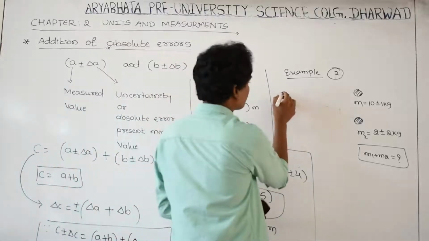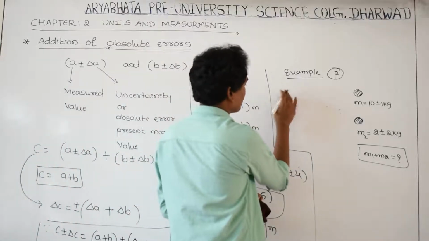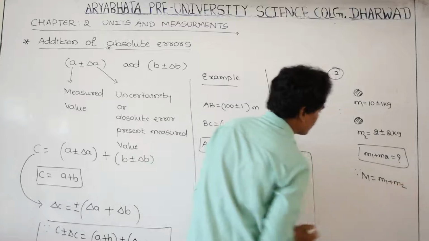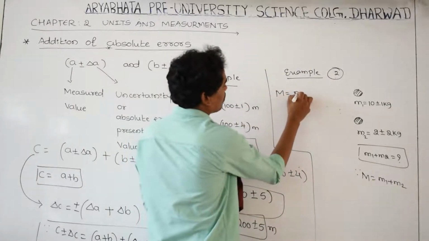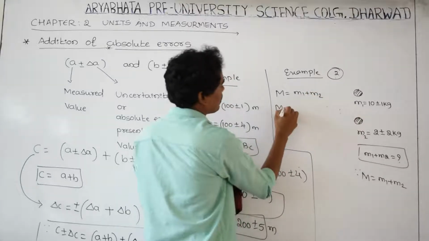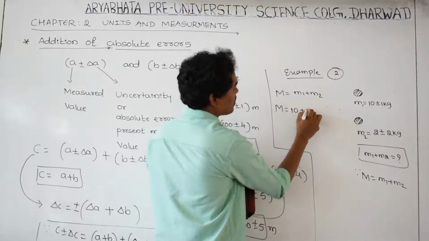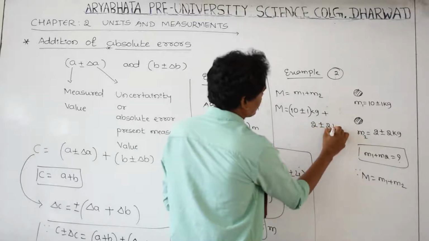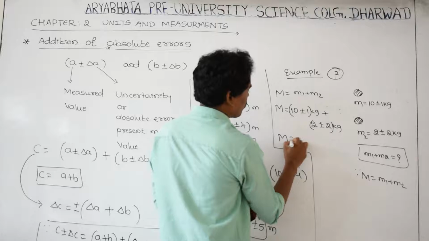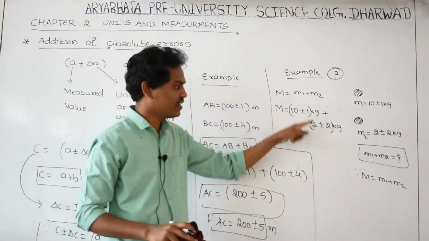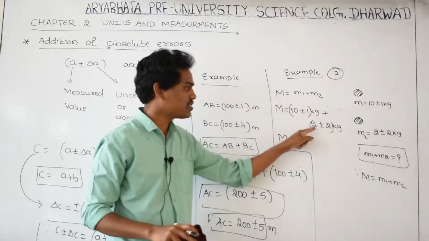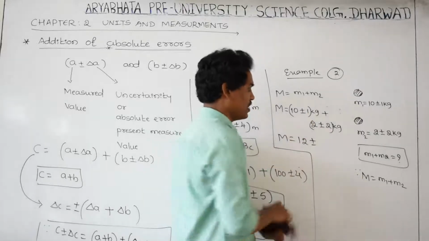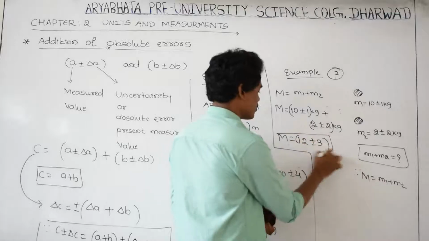Same as before, capital M is equal to M1 plus M2. Capital M is equal to, what is M1? 10 plus or minus 1 kg. And plus, what is M2? 2 plus or minus 2 kg. And capital M is equal to, you know very well, this is A, this is delta A, this is B, this is delta B. A plus B means the total, plus or minus delta A plus delta B, that is 3. Yes, this is your answer.